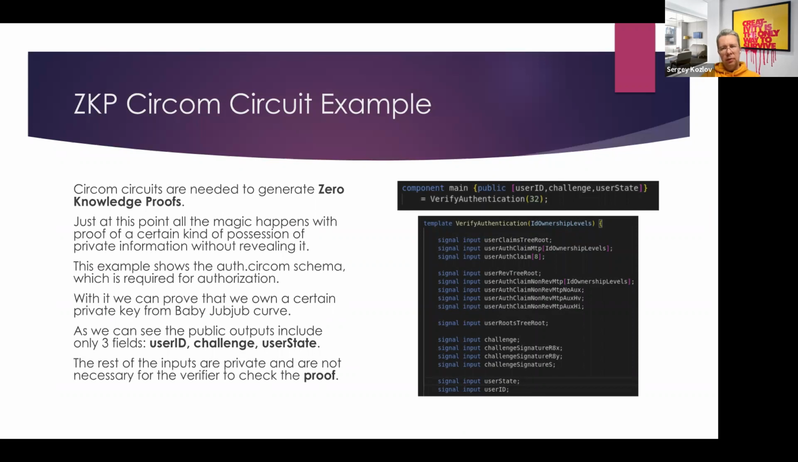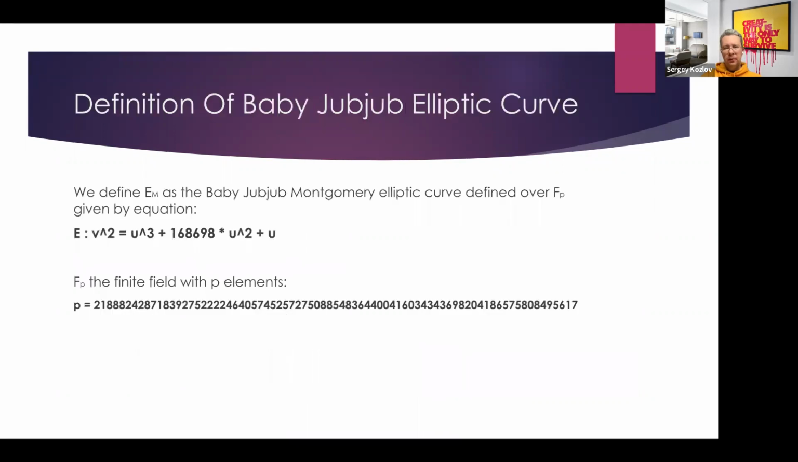So the input, you see that there's a lot of inputs. Part of them is private information, and we can check, taking free data, and verify if our statement, our proof, is correct or not, if true or false.